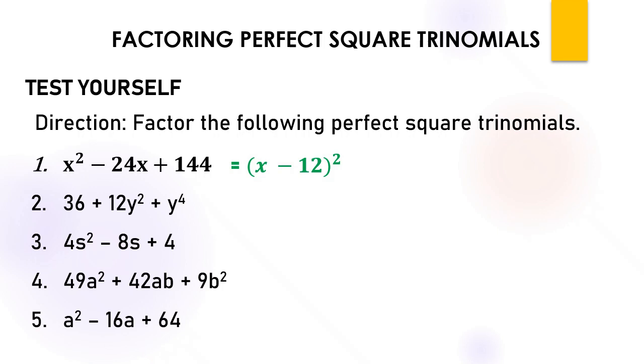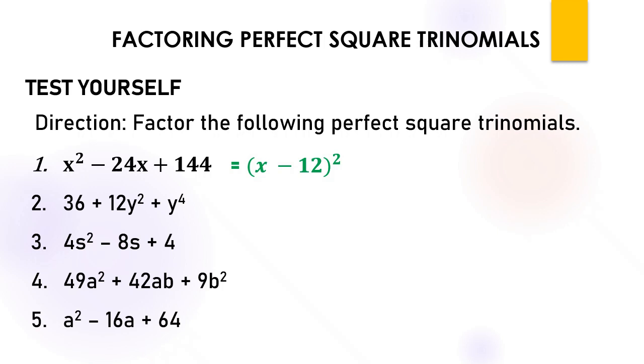Okay, number 2. Factor 36 plus 12y squared plus y raised to the fourth power. So let us identify if this given expression is a perfect square trinomial. By looking at the expression, 36 is a perfect square number. It is the square of 6. And y raised to the fourth power is a perfect square term. It is the square of y squared.